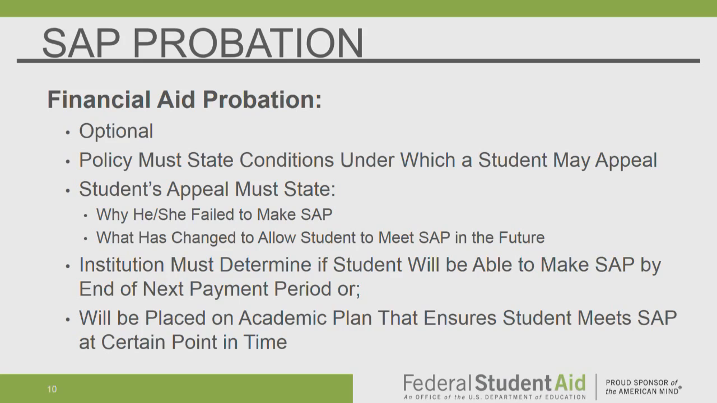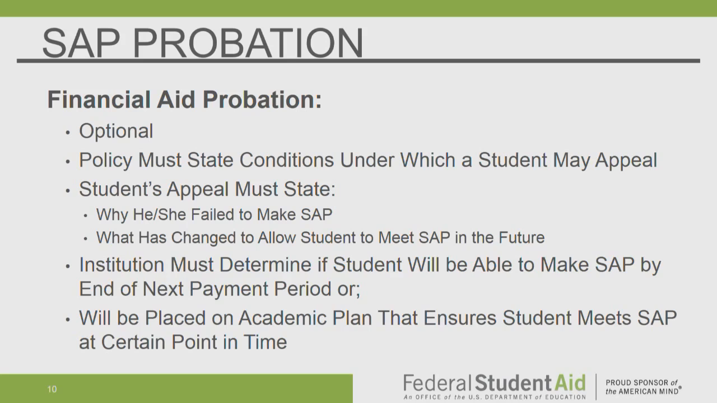And so then the institution has to make a determination if the student's going to be able to make SAP by the end of the next payment period. Okay, so you'll have to look at the grades and see where they're at, see if it's reasonable for that student to make the minimum requirement. If it's a C grade average or a 2.0, it'll be different for you in some cases. You have to then determine whether that is really feasible or not. If it's not feasible, then you have another option.